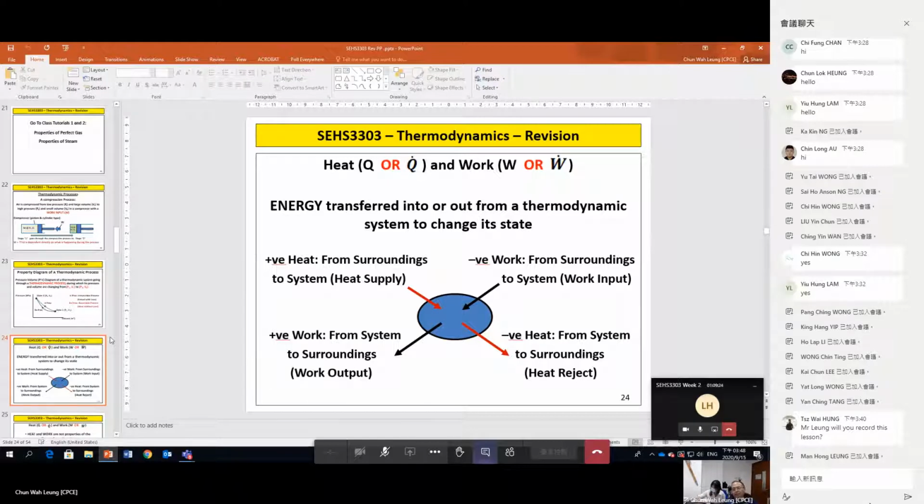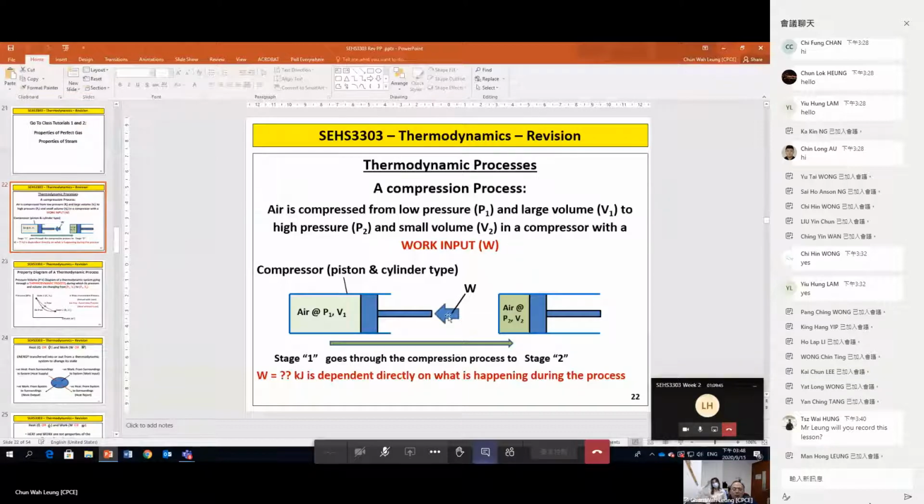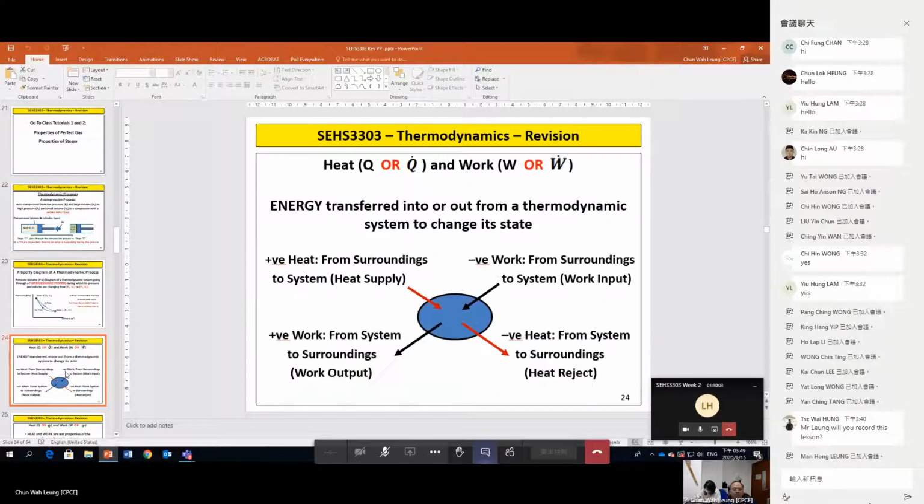Positive and negative are directions. If we apply a work from the surrounding into the system, just like this diagram, we apply a work through the piston that is from the surrounding into the system, from the surrounding into the system. Now this kind of work is negative. We call this direction negative. From surrounding into the system is negative.